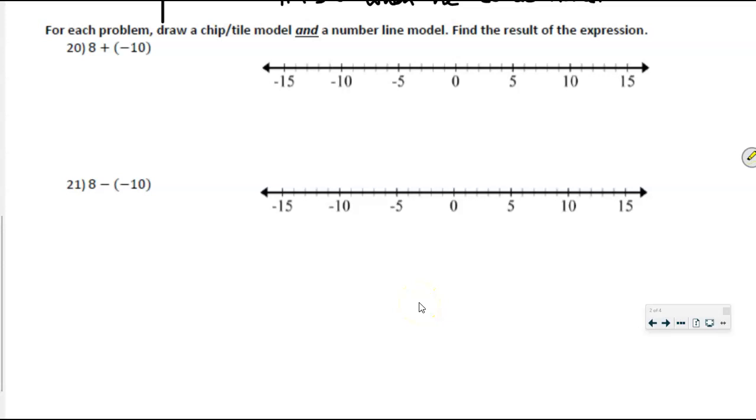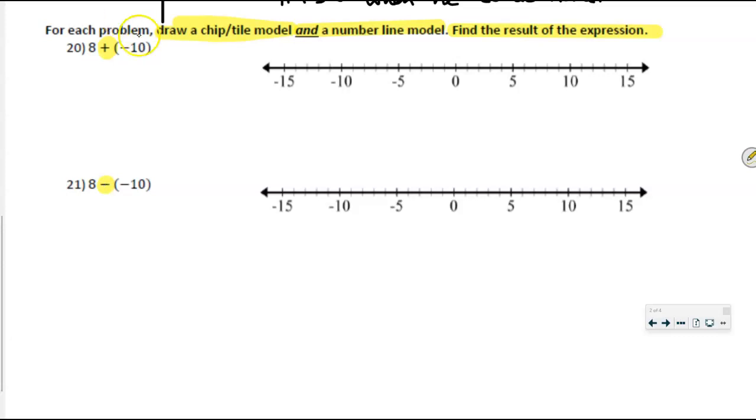All right, for the last 2 problems, here is what we need to do. We are going to draw a chip tile model, that would be some sort of rock and balloon model, and a number line model, and then find the result of the expression. Again, look at some similarities and differences. Students struggled treating these problems the same, but number 20 is an addition problem. Number 21 is a subtraction problem. I should not be getting the same thing on each of those problems.